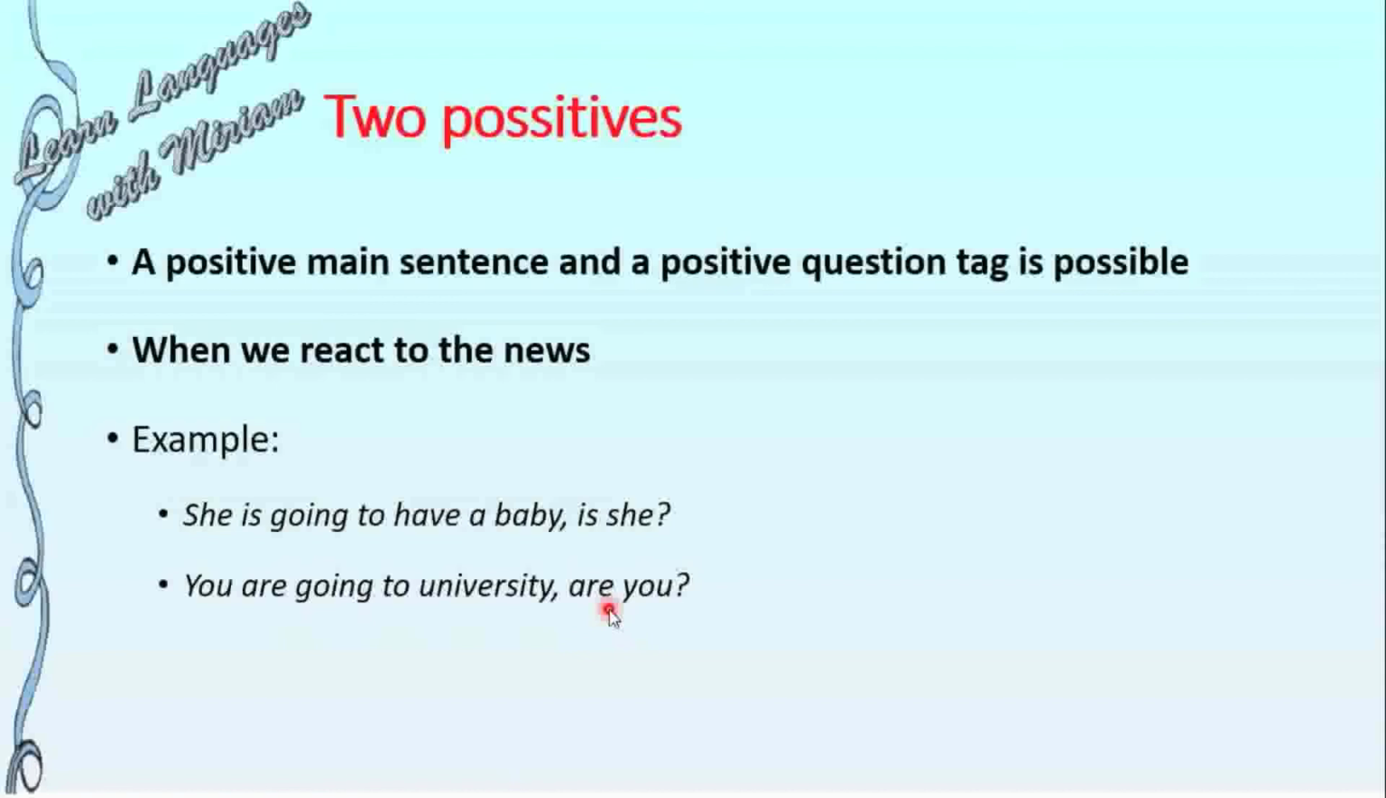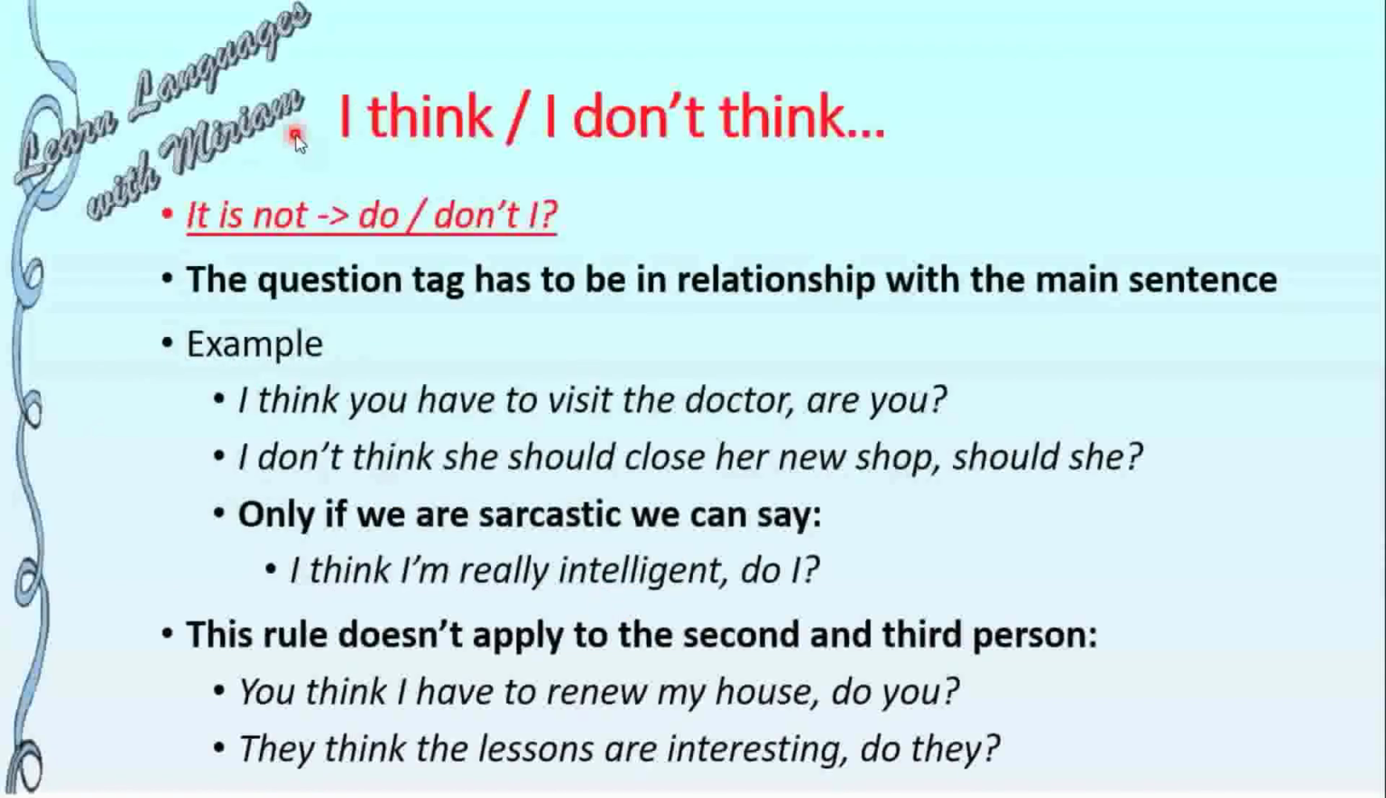This is possible. When we say I think or I don't think, in the question tag we don't say do I or don't I. No, the question tag has to be in relationship with the main sentence. For example, I think you have to visit the doctor, are you? Look here, I don't say do I. What is the main sentence? That you have to visit the doctor. So I take this: you have to visit the doctor, are you?